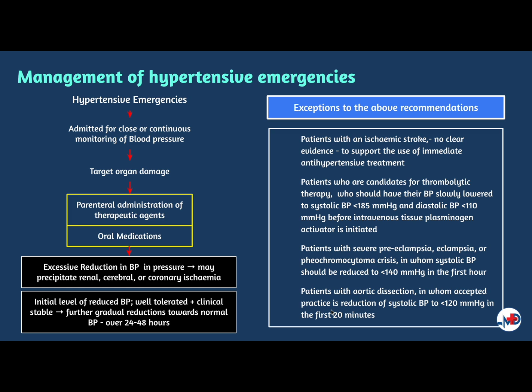Patients with severe preeclampsia, eclampsia or pheochromocytoma crisis, in whom systolic BP should be reduced to less than 140 in the first hour. And take note, patients with aortic dissection, which you may come across, in whom accepted practice is reduction of systolic BP to less than 120 in the first 20 minutes.